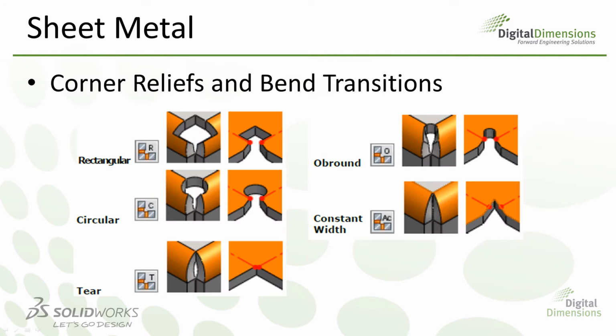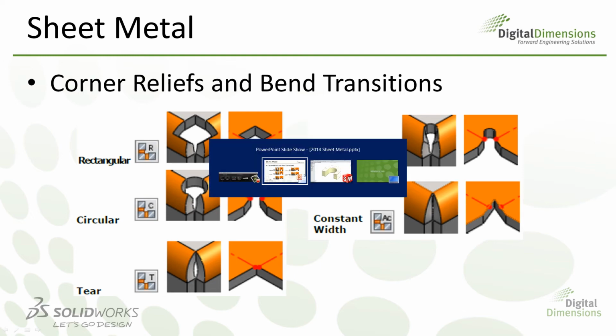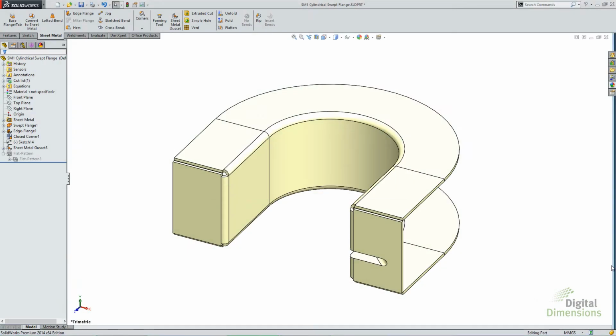Our next enhancement is corner reliefs and bend transitions. As you can see by the slide here, basically it's the ability to add a true corner relief feature. What's different from prior versions is that you get to see what it's going to look like in the folded state, whereas in prior versions you could add it only in the flat pattern and you wouldn't really see it when it was folded up. So let's take a look at this feature in SolidWorks.